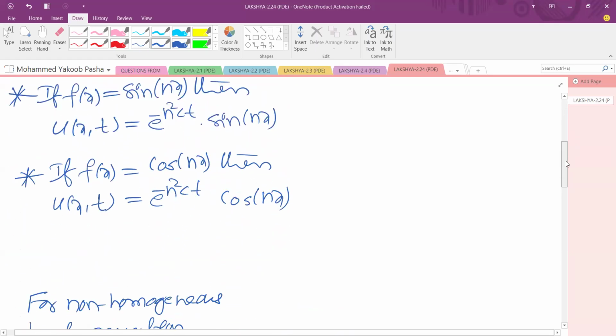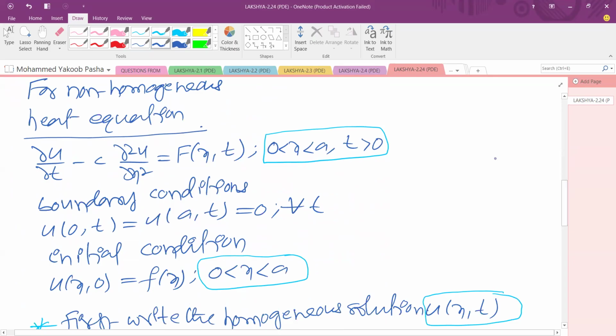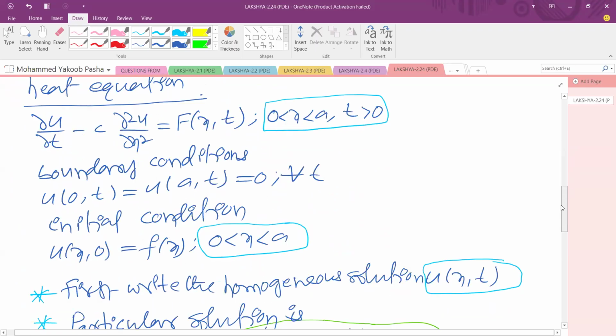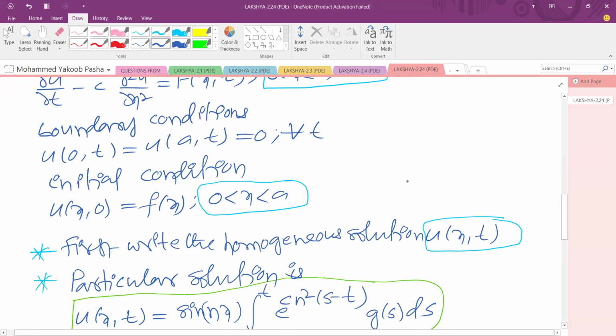If you take the non-homogeneous heat equation, that is ∂u/∂t − c ∂²u/∂x² = f(x, t), where 0 < x < a and t > 0, for this non-homogeneous equation the boundary conditions are the same: u(0, t) = u(a, t) = 0 for every t, and the initial condition is the same: u(x, 0) = f(x) for 0 < x < a.